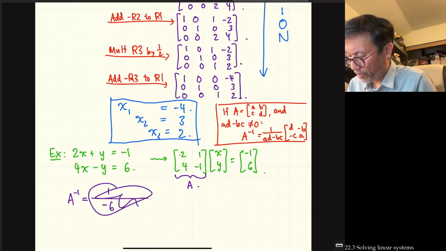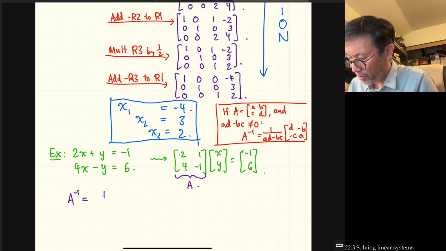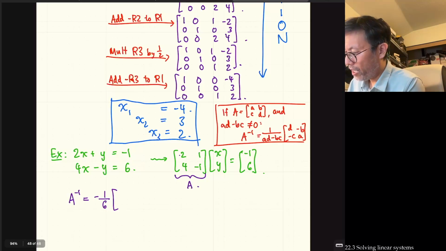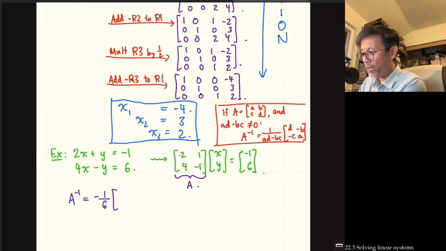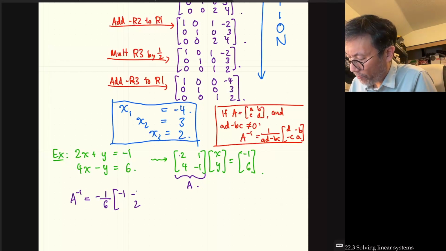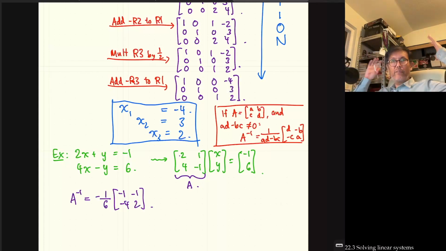So I don't know why I wrote that so weird. It's 1 over -6, or -1/6. So that's going to be the number out front, times, so we're going to swap the diagonal elements. So -1 and then 2 here. And then we're going to put negative signs in front of the off diagonal elements. That's A inverse.